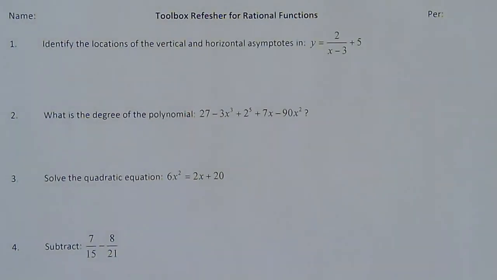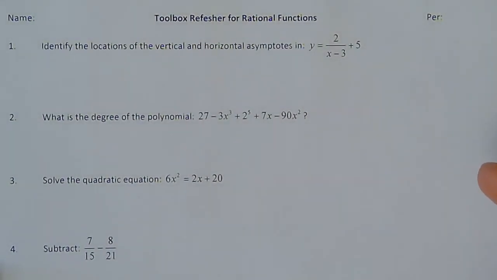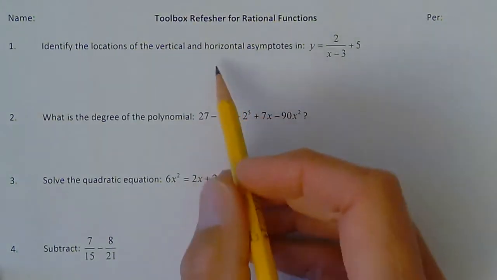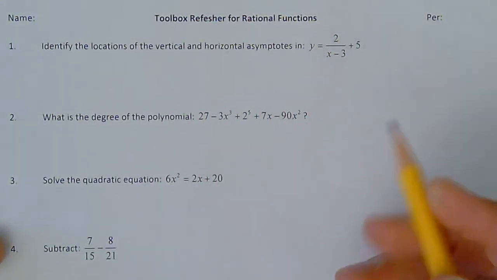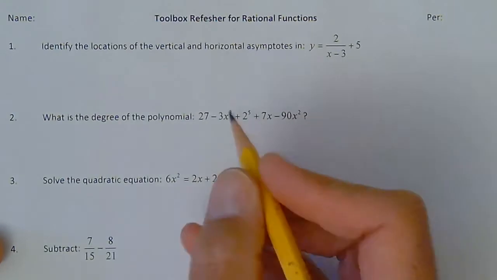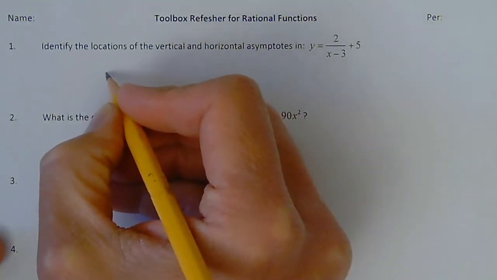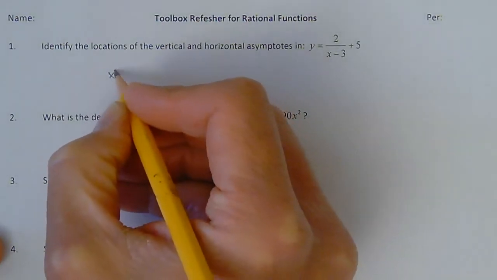All right, let's take a look at this review assignment to get the tools that we're going to need for being successful in this unit. So, identify the locations of the vertical and horizontal asymptotes in this. Well, that looks like a transformation of our reciprocal function. So, I'm going to do this with an arrow diagram.